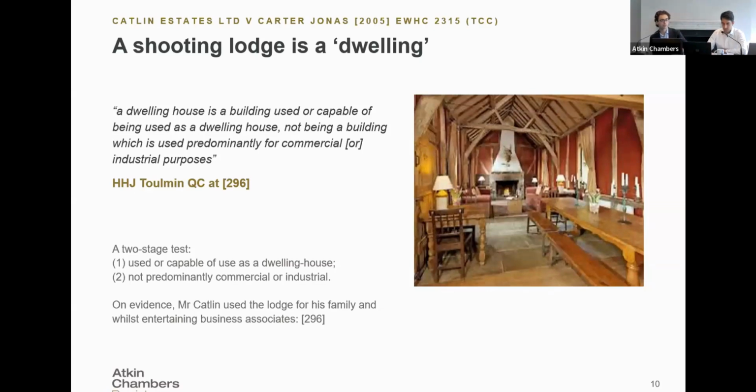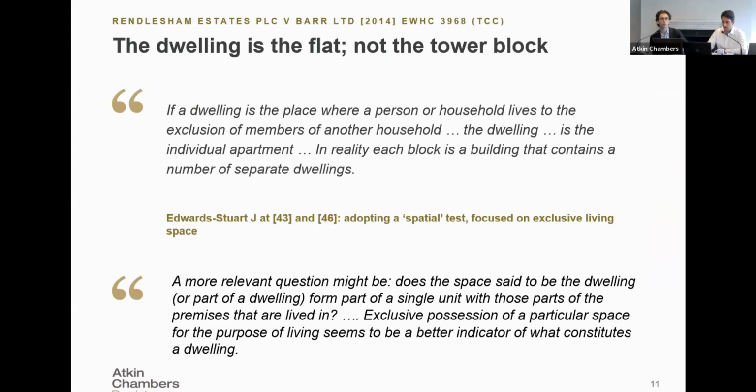The second case is Rendlesham Estates v Barr Limited, a case of Mr Justice Edwin Johnson's, where there's some good and interesting analysis on a definition of a dwelling. That case concerned a tower block, and one of the essential questions was whether or not the tower block itself, as the whole building, was a dwelling, or the independent flats were dwellings, and what about the communal areas in between the flats.